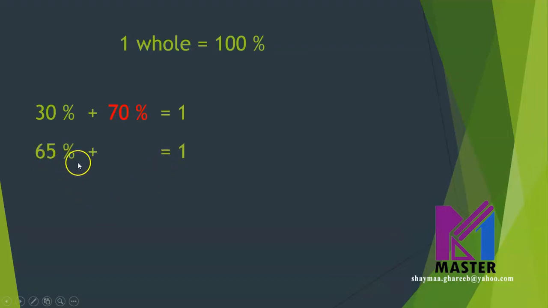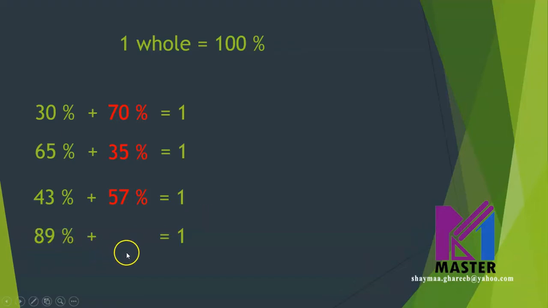One more example, 65% plus what percent equals 1? So I need to complete it to be 100%. So I have only 65%, so I need 35% more to make it one whole. If I have 43% plus what gives 1, I will do exactly the same by adding 57% to complete it to 100%, or the one whole. 89%, what do you think? It needs, yes, 11%. Is this clear now?